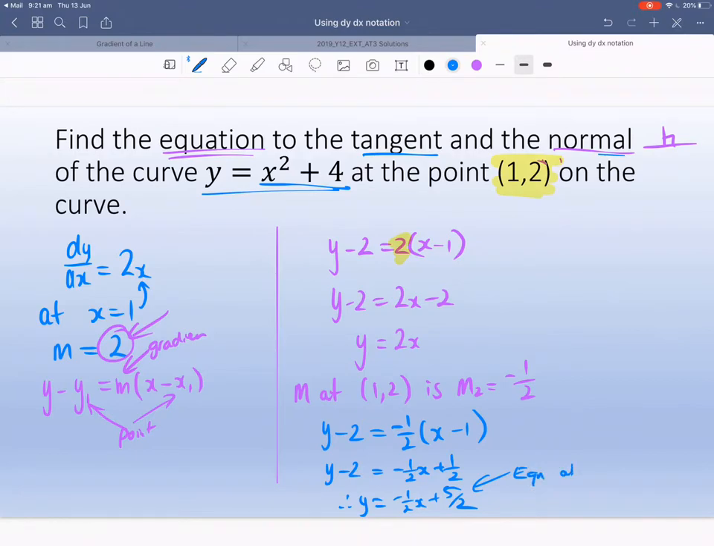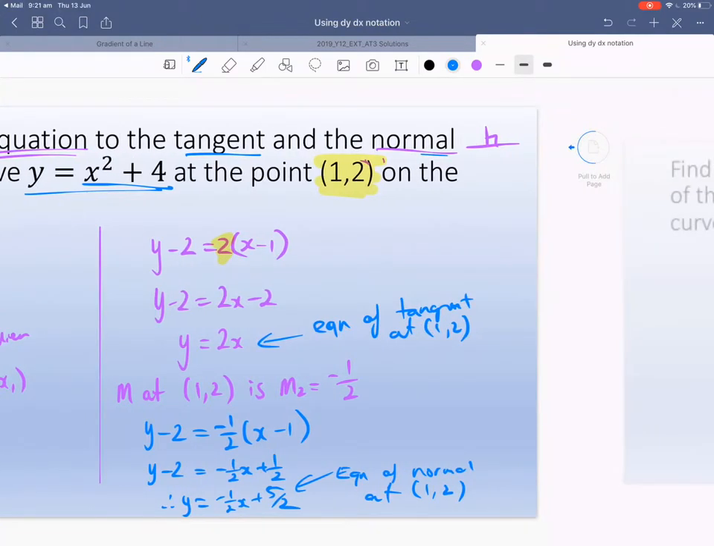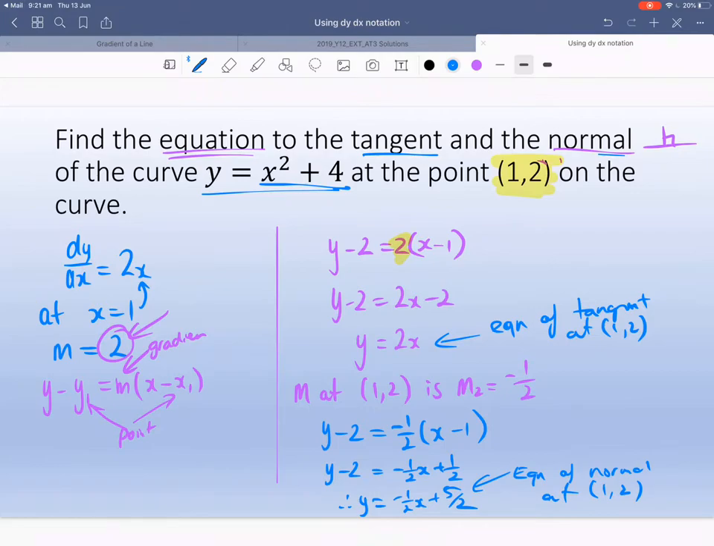All right, and so that's the equation of the normal at (1, 2), and this one is the equation of the tangent at (1, 2). And that's the end of our lesson for the moment.